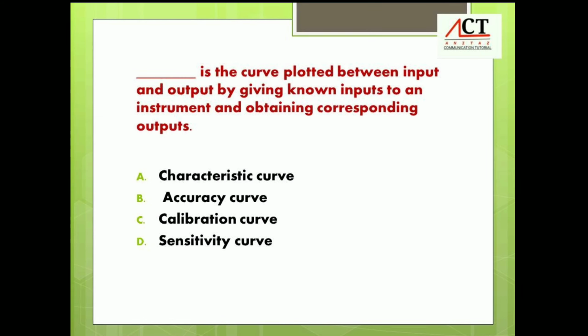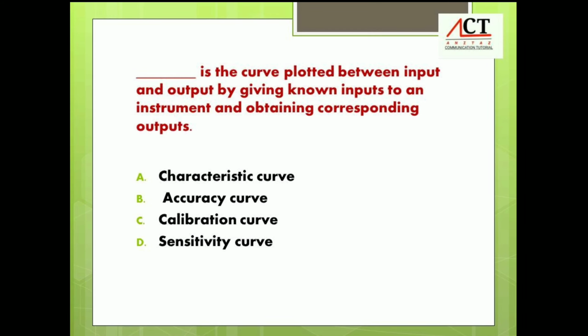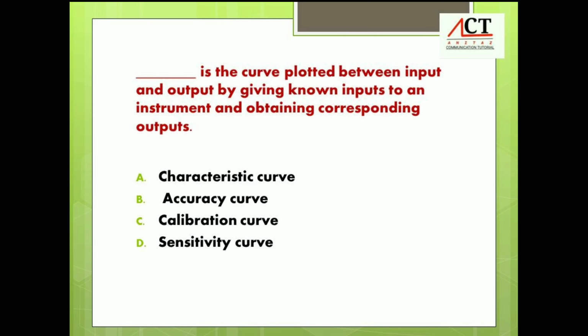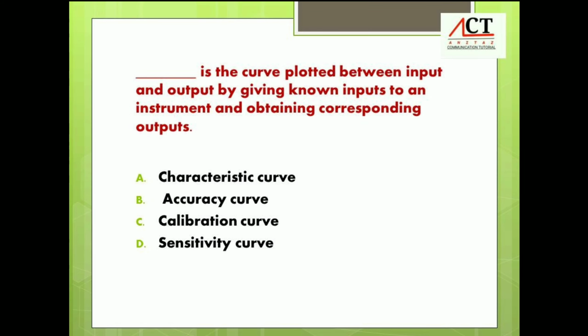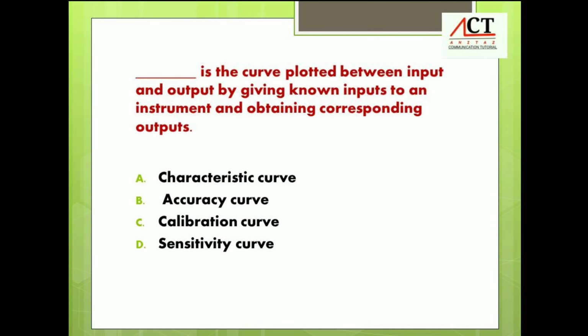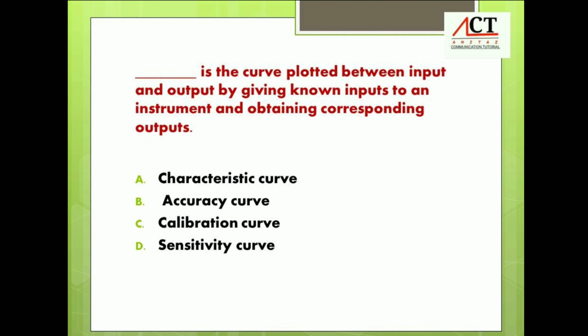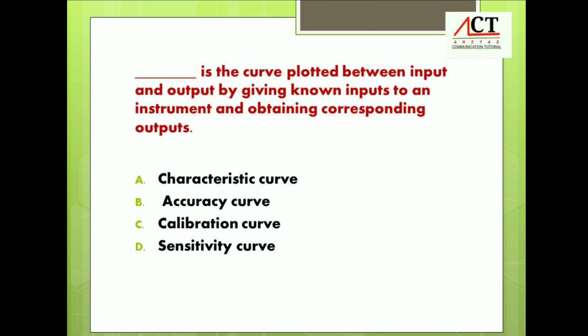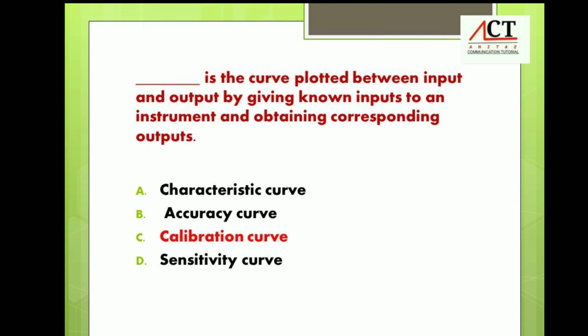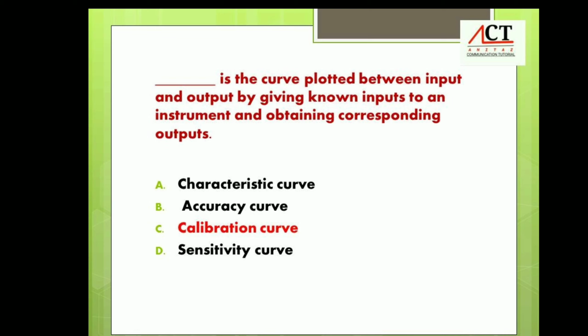Next question is, dash is the curve plotted between input and output by giving known inputs to an instrument and obtaining corresponding outputs. Option A, characteristics curve. Option B, accuracy curve. Option C, calibration curve. And option D, sensitivity curve. And the correct answer is option C, that is calibration curve.